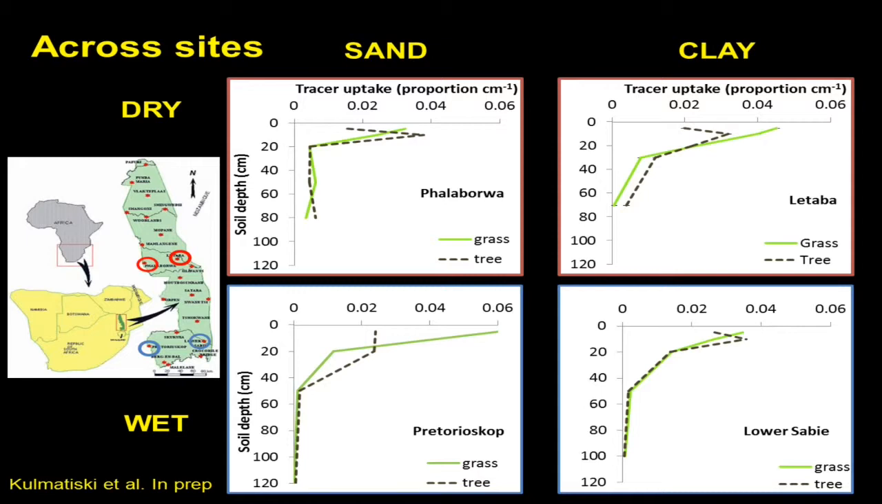You get, this is a sandy, dry site, and you see grasses rely on the surface, trees get water just below them, nobody uses deep soil. Same pattern at all the sites. This is a dry clay site, a wet sand site, and a wet clay site. And you always see grasses rely on the shallowest water, trees rely on water slightly below that.